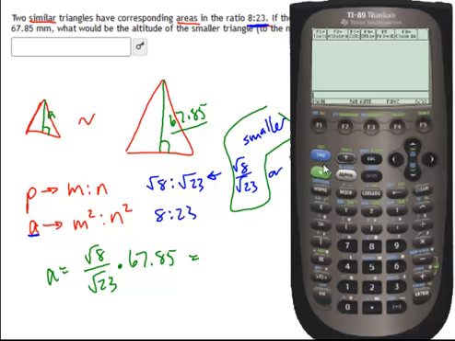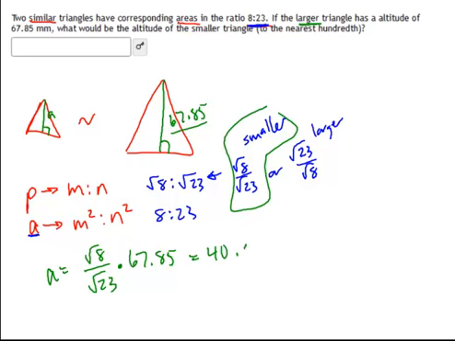And so when we calculate this, we'll take the square root of 8, divide by the square root of 23, and then we're multiplying that all by this 67.85, and that's going to give us our solution, which is 40.02 approximately. And so that would be the solution for this problem.